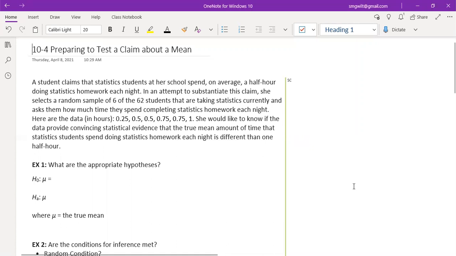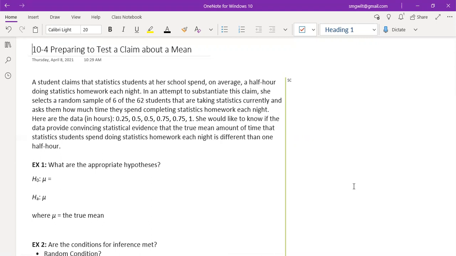Okay, so in this video, I'm going to go over section 10.4, which is preparing the test to claim about a mean. So we're going to do one example and go through all of the steps for that one example. Know that you'll see each of these examples individually with different scenarios for the most part.